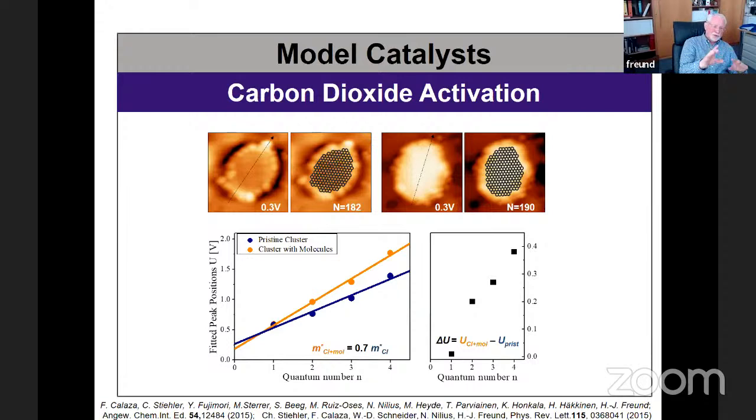Now, here you see the cluster with the CO2 molecules at the rim, and you can see here the states of the cluster with and without the molecules. And you can see that the slope of the different states with the molecules is steeper than without the molecules. Here's the difference plotted. And that makes a lot of sense, because what do you have in the simplest picture?